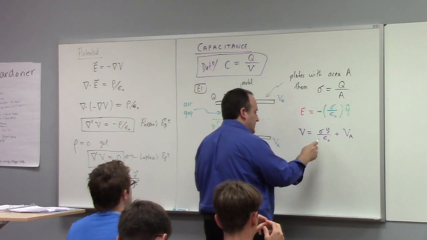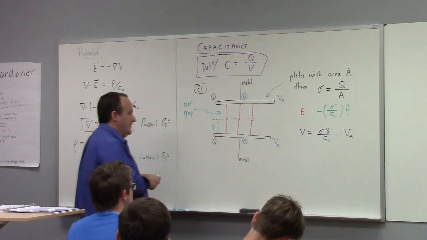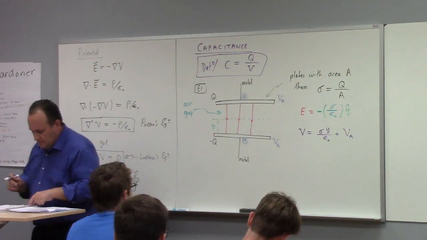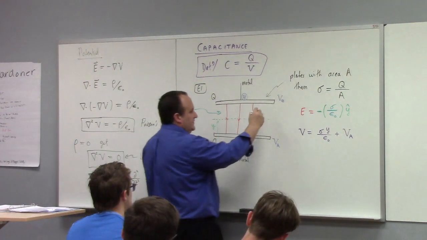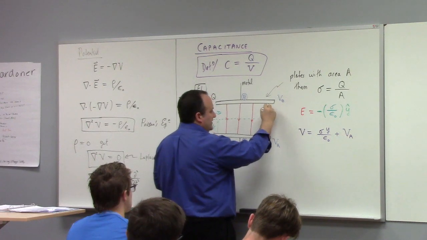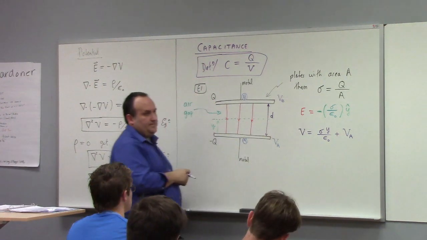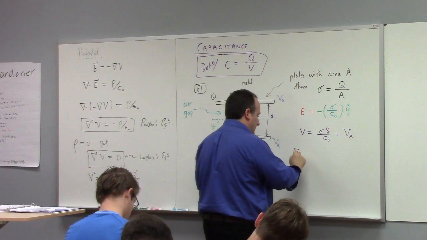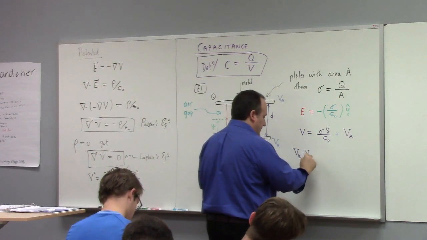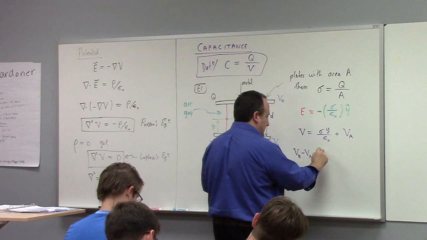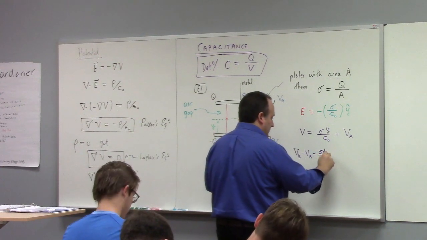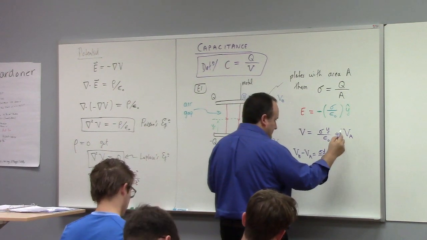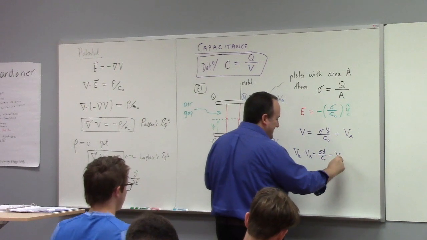Let's see here. I also need to know the characteristic distance between these plates, and I think we usually use a D for that. Yeah, D is the usual letter. So suppose the whole distance between the plates is D. So if we were to do VB minus VA, what would we have? We'd have sigma D over epsilon naught, minus VA. Okay.